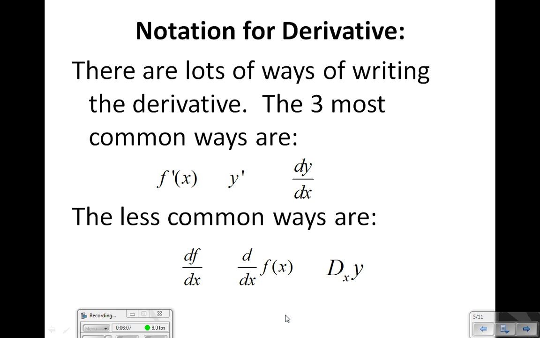While we're introducing derivatives, it's important to understand notation. I have 3 common ways to write a derivative across the top here and 3 less common ways to write a derivative. The first one we would read f prime of x. This is y prime. And this one we just say dy dx. And the bottom ones, this is df dx, or derivative of f of x with respect to x. And this is again derivative of y with respect to x. All 6 of these things mean the same thing. They all refer to the derivative of the function f.